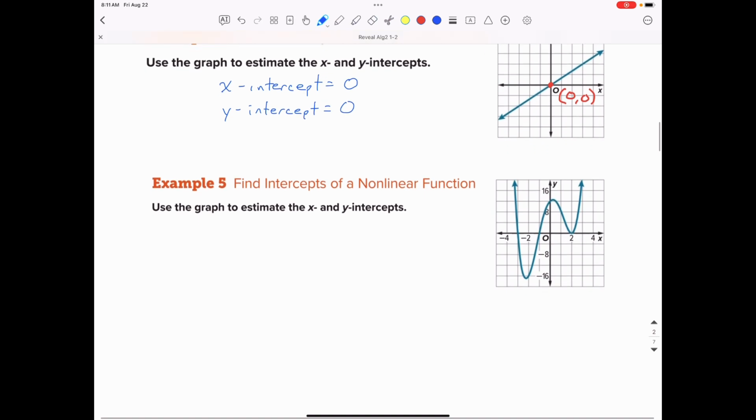Example 5 is x and y intercepts of a nonlinear function. We've got lots of places where it crosses the x and y axes. It's going to cross the x-axis in 3 places. It's going to cross here, highlighted in red, here. And even though it doesn't completely cross through it, it does touch it. So that counts. So it crosses or touches right there.